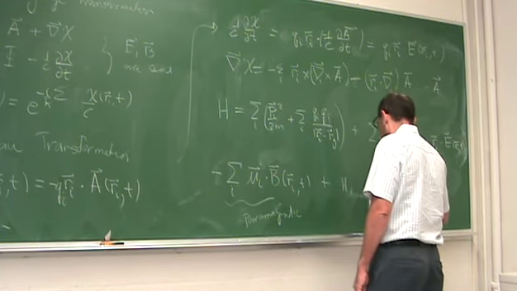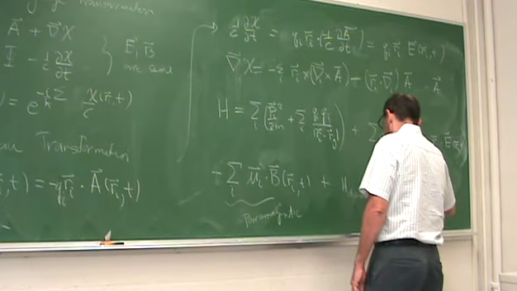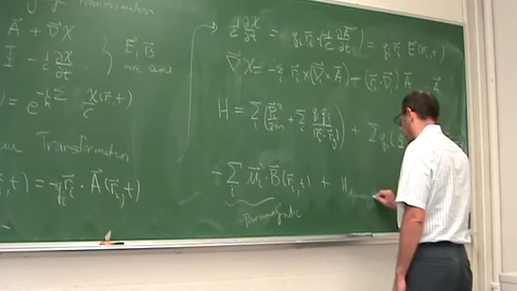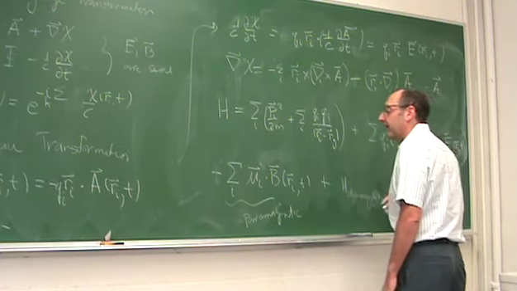Diamagnetic terms really have nothing to do with absorption and emission. They have to do with really a Zeeman interaction.